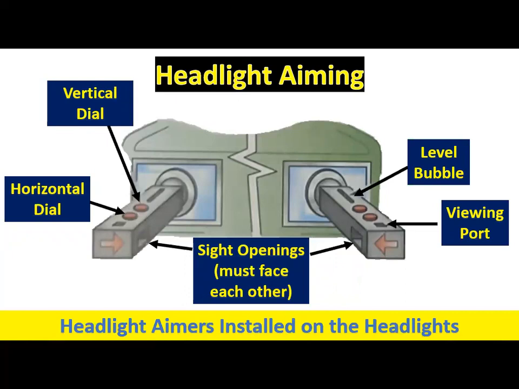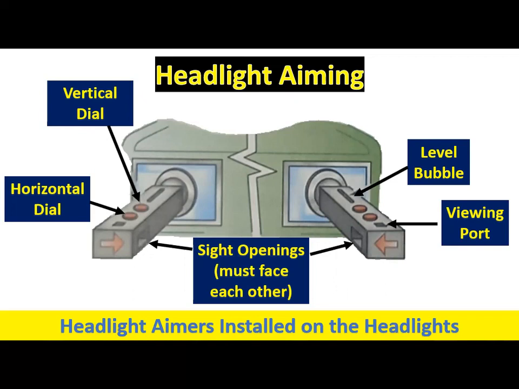Headlight aim is very important. A headlight that is misaimed by 1 degree downward reduces the driver's vision distance by 156 feet. If the headlight aim is too high, the headlight tends to reduce the vision of oncoming drivers, creating a possible driving hazard.